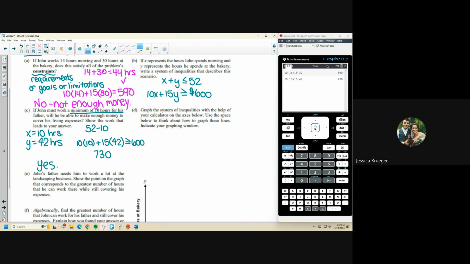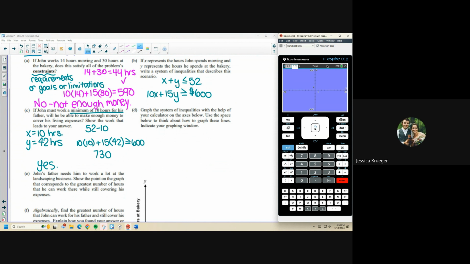So let's go to the calculator and let's go down to a graph. I'm going to hit delete and choose relation because in my top inequality, y is not by itself. So x plus y is less than or equal to 52. And my whole screen turned blue. So what in the world does this mean?